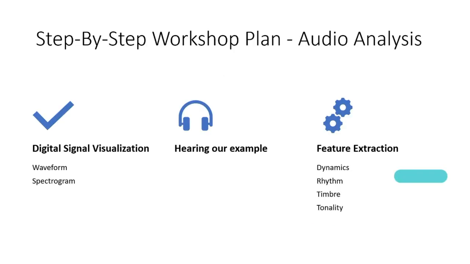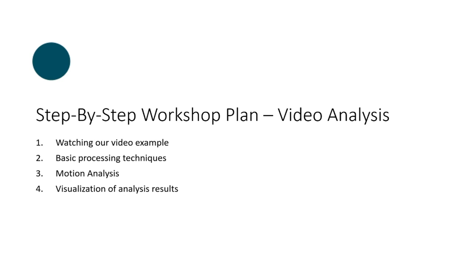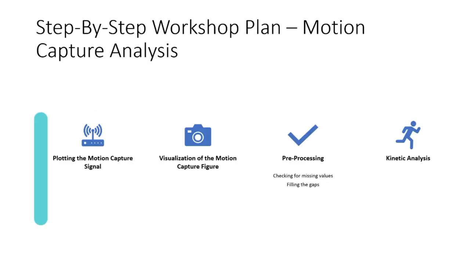To give you a rough overview of what we're going to do today, step by step, first, we're going to implement an audio analysis, starting with a digital signal visualization, hearing our examples, and extracting some features related to dynamics, rhythm, timbre, and tonality. Then we are going to do a video analysis. We are going to watch our video example, do some basic processing, motion analysis, and we will visualize our analysis results. Then we are going to do a motion capture analysis, starting by plotting our motion capture signal, visualizing our figures, implementing some basic pre-processing techniques, and finally ending with some kinetic analysis.